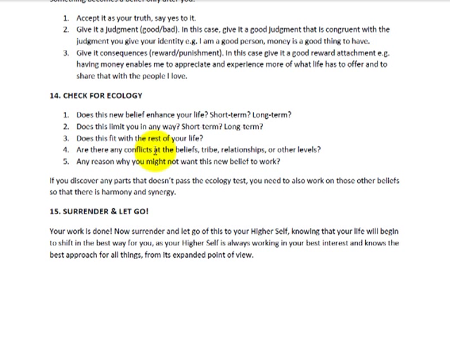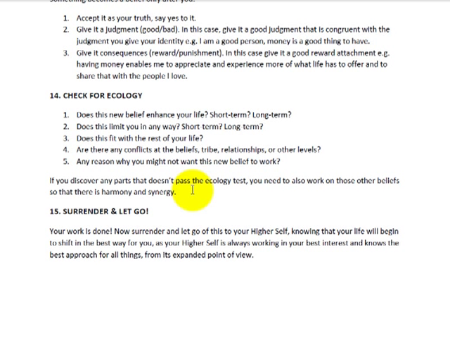If there's any conflicts, there's some cultural beliefs that are so prevalent that they interfere with our lives even if we don't realize it. So, maybe you need to get rid of some of those cultural beliefs that are conflicting with your belief. Is there any reason why you might not want this new belief to work for you? If you discover any parts that don't pass the ecology test, you need to also work on those other beliefs so that there is harmony and synergy. Once you got all that clean, you're good to go.